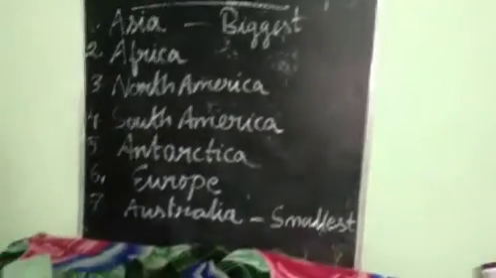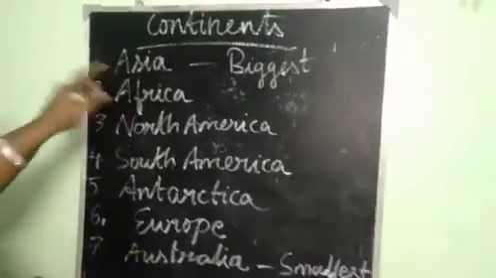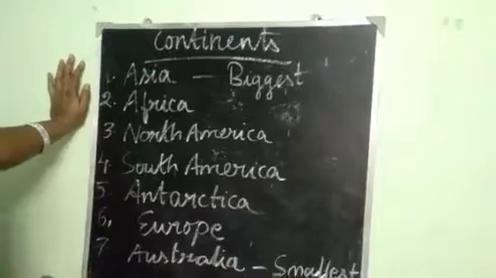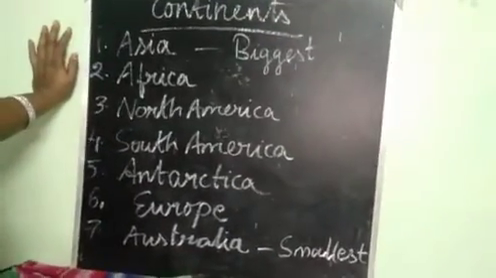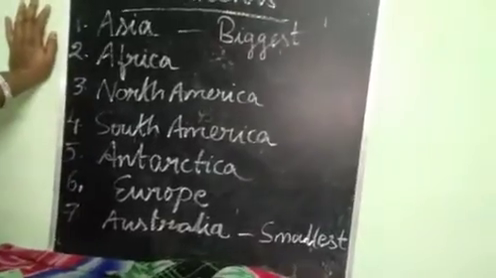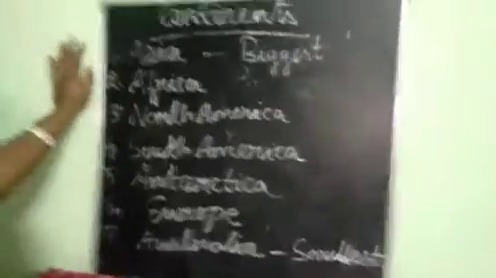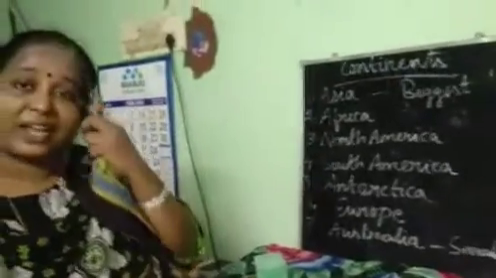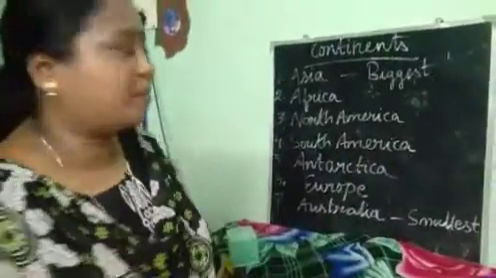Mount Everest, which is the highest peak in the world, is in Asia, and many elephants live there. We have many tourist places such as the Taj Mahal and the Great Wall of China. All these are located in Asia. And the most populated countries of the world, India and China, are situated in Asia.